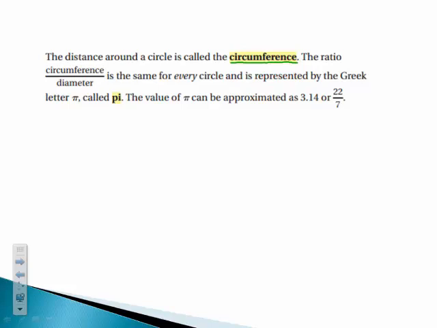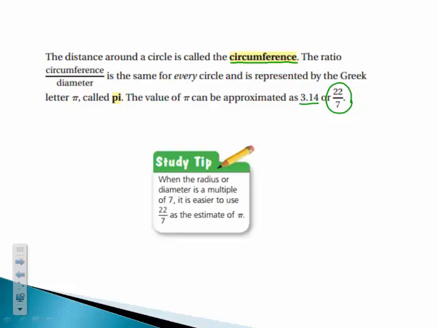And this we already talked about last year about pi being 3.14 or 22 over 7. So we're going to review when to use 3.14 and when to use 22 over 7. I want you just to remember that whenever your radius or your diameter can be divided by 7, in other words, is a multiple of 7, then you use 22 over 7 when you're finding your pi. And we'll do some examples of those. But if it's not a multiple of 7, then you have to use 3.14.